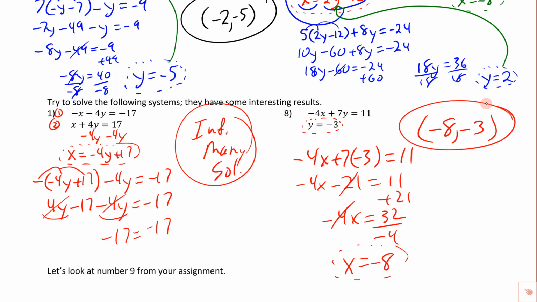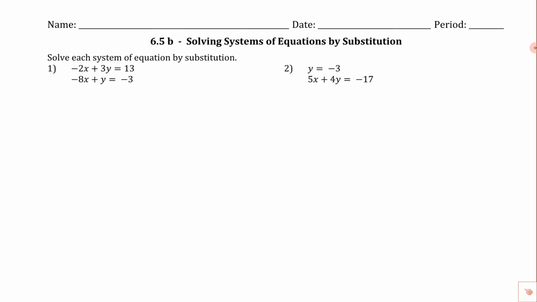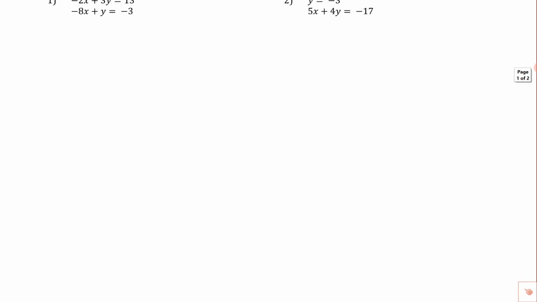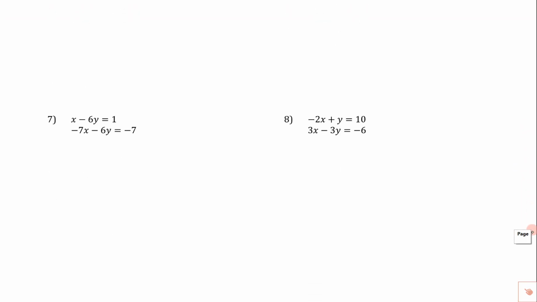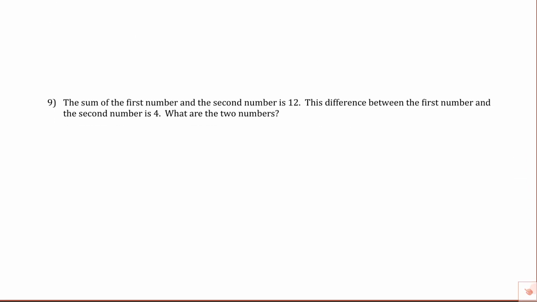Let's take a look at number 9 from the assignment. So I've got assignment 6.5b up here, solving systems of equations by substitution. Number 9 says the sum of the first number and the second number is 12. The difference between the first number and the second number is 4. What are the two numbers? Now you'll remember that we encountered some of this earlier. Let's see if we can solve this.